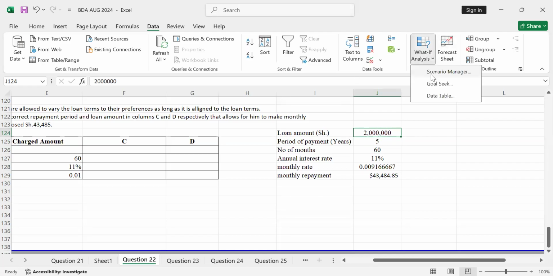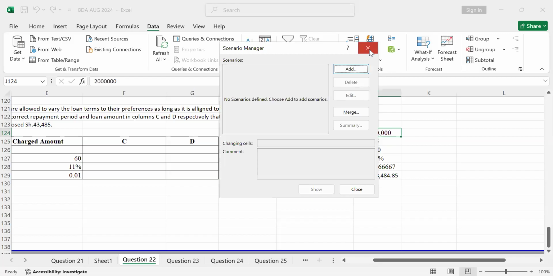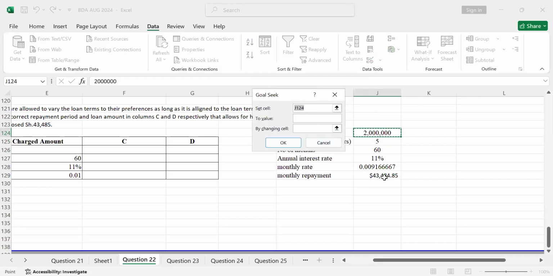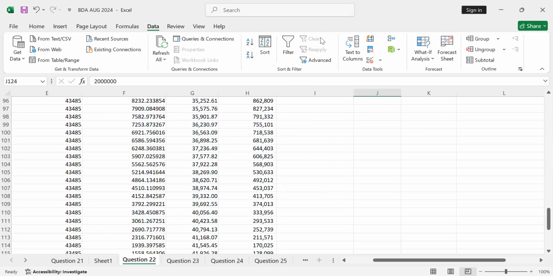The Goal Seek. This is the amount. Oh, this is in dollars. It should be in shillings. Let me first change this.